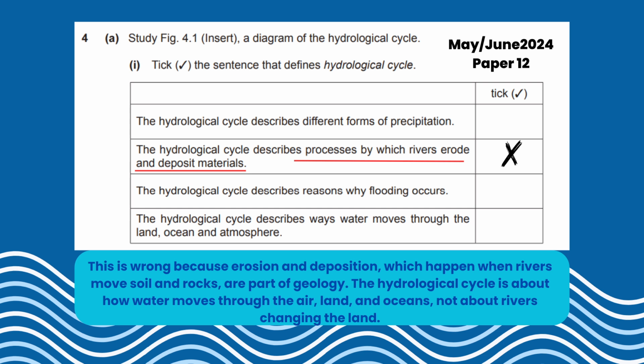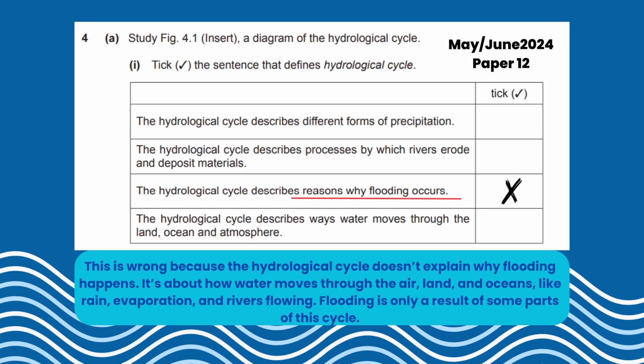Okay, so again, the hydrological cycle focuses on the water movement through the atmosphere, the land and the ocean. But erode and deposit are all connected with erosion and deposition, which are parts of geological processes. The third item is, the hydrological cycle describes reasons why flooding occurs.